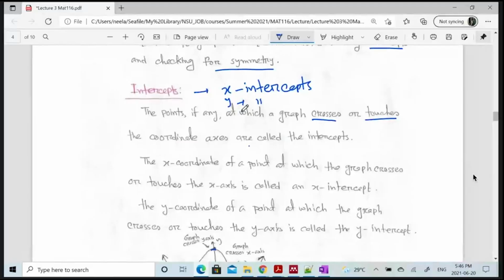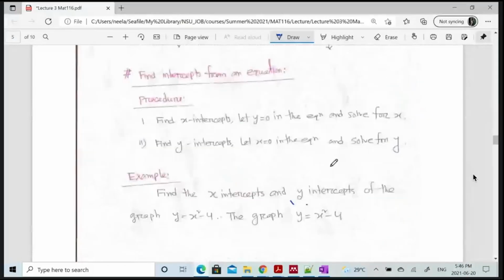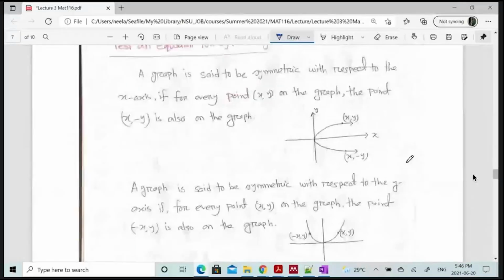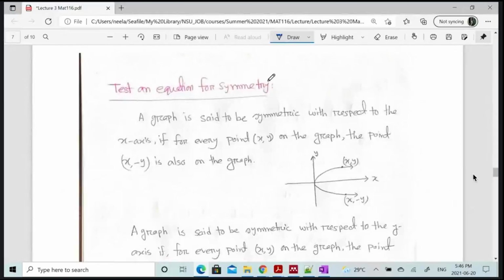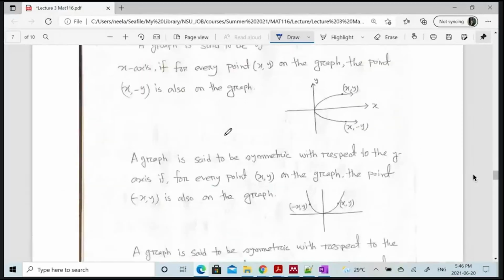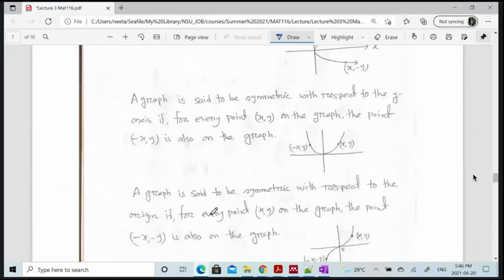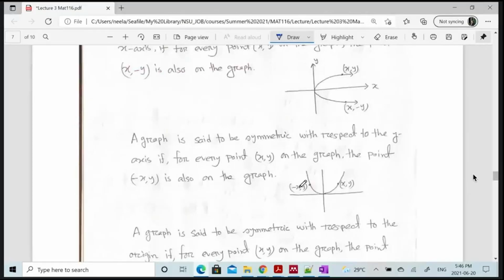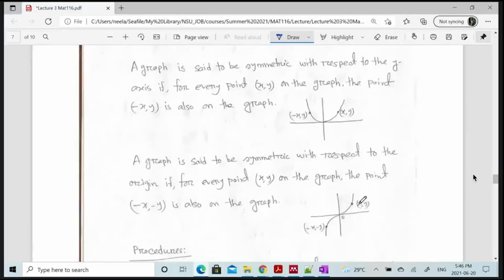To find x-intercept, we put y equal to 0 in the equation and solve for x. And to find y-intercept, we put x equal to 0 in the equation and solve for y. We have seen bunch of examples. Then we have seen also symmetry test. There are 3 types of symmetry: x-axis, y-axis, and origin. For x-axis symmetry, you replace y by minus y. For y-axis symmetry, you replace x by minus x. And for origin, you replace both of them, x by minus x and y by minus y.